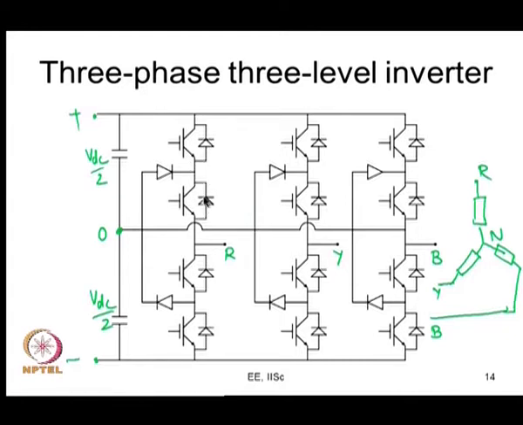But here there is one advantage, which I have also pointed to before. For example, let us say this voltage, that is, when these 2 are off.